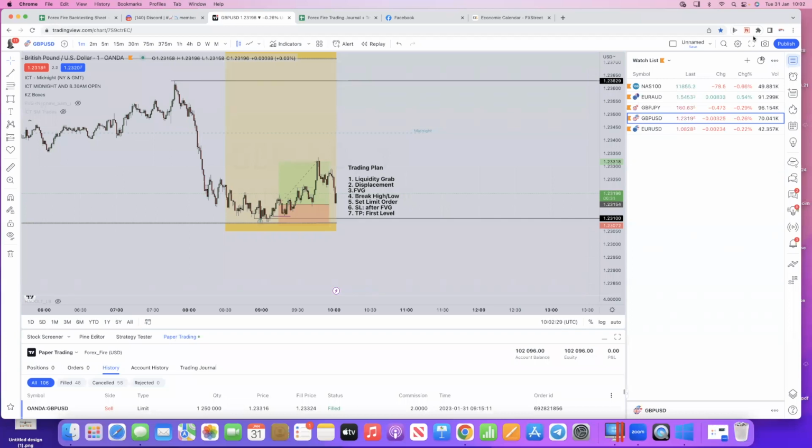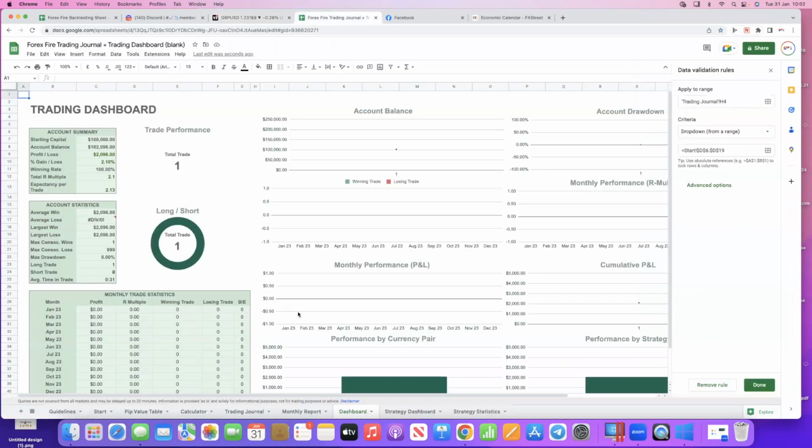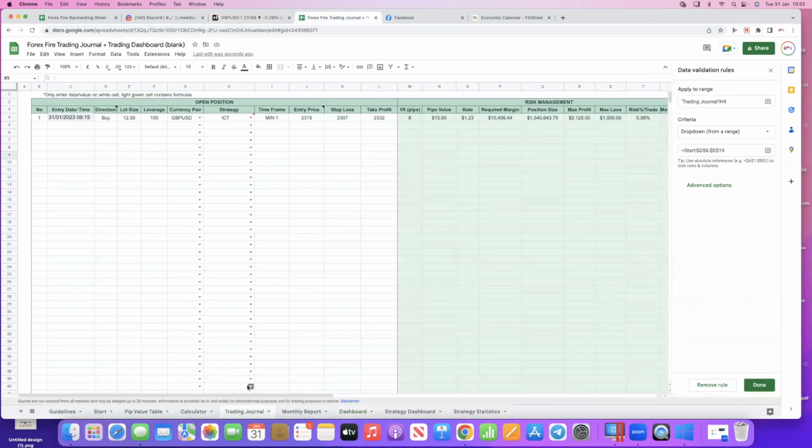Right, guys, so again, we've risked 1% today. We're now up by £2,096. We go on to the trade. You can see here it was a 1 to 2. It was successful. We put it in the trading journal. Okay, we entered at 9:15 for a buy position. The lot size for risking 1% on that stop loss was 12.50, on 1 to 100 leverage, GBP USD, ICT method.